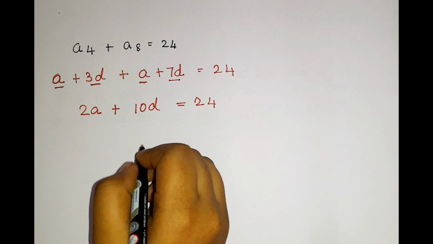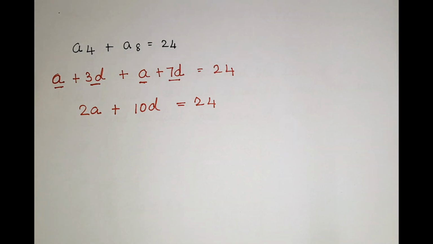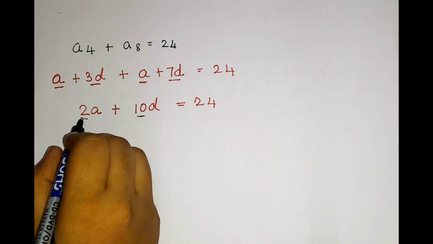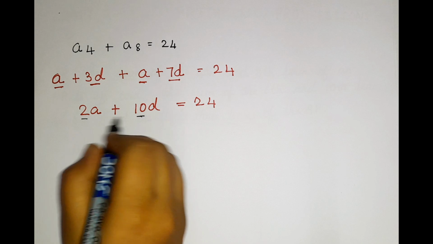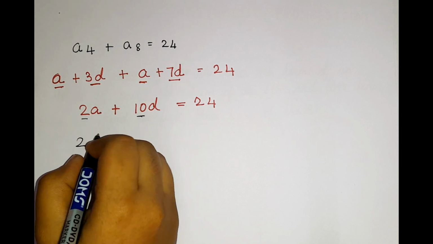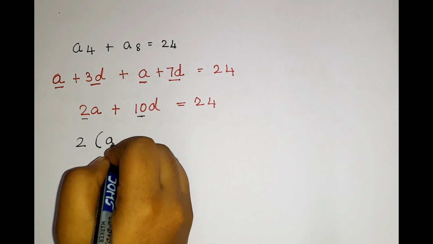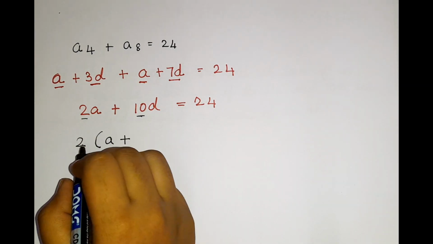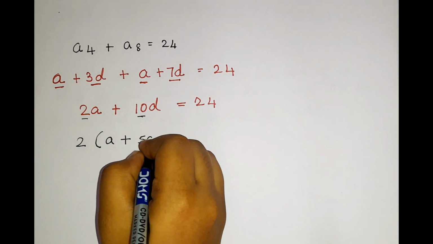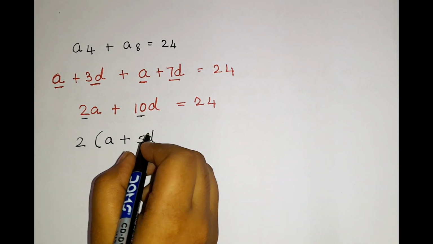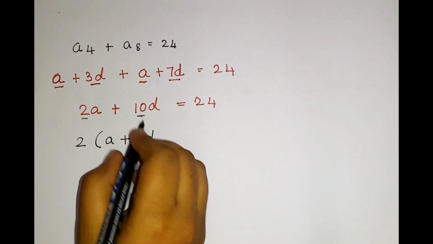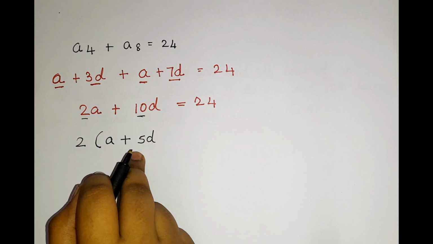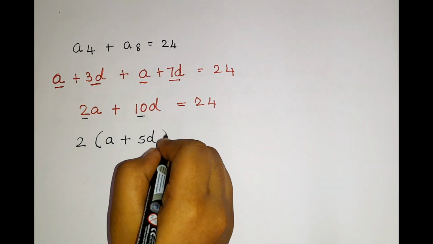Now when you look at this, here we have 2 and here we have 10, isn't it? We get 2 and 10 in the 2 table. So let us take 2 as common. 2 into A is 2A, and then plus as it is, and then 2 into 5D is 10D, isn't it? 5 2s are 10, and D as it is. Of course you guys know how to do this. We studied this in the 2nd and 4th chapter, isn't it?